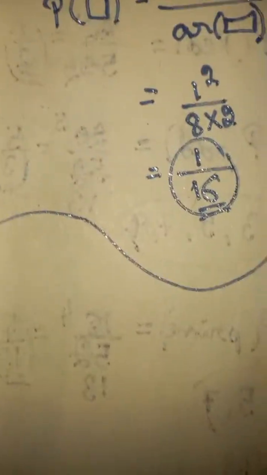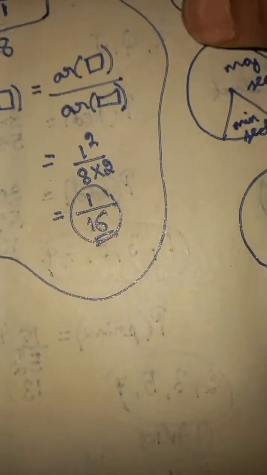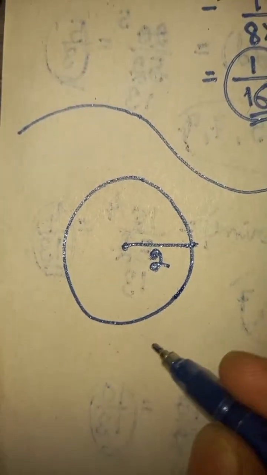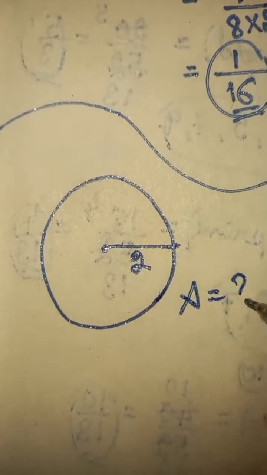Let's take another circle. In this circle they have given the radius as 2 units. Now you can do the same problem. Here the radius is 2 units. If the radius is 2 units, you need to find out what's the area and what's the perimeter.